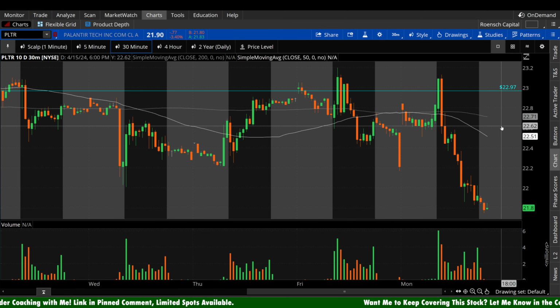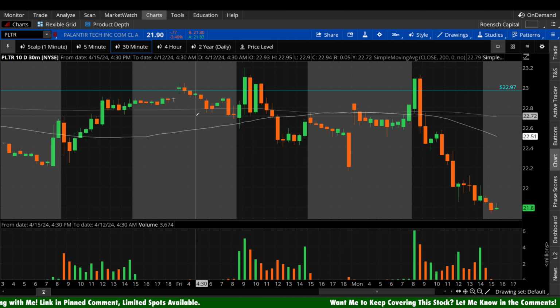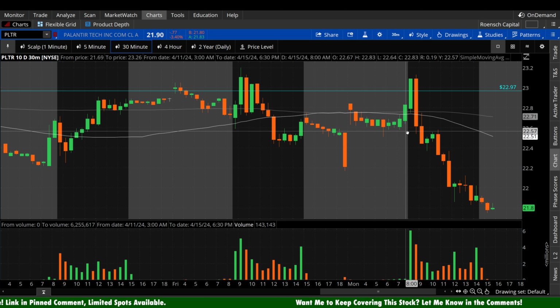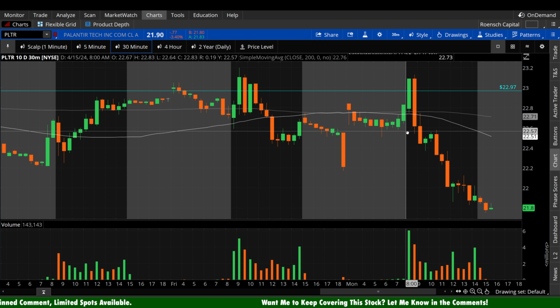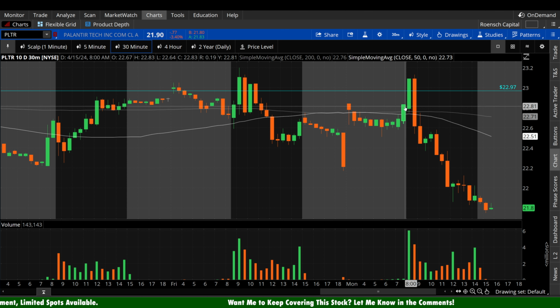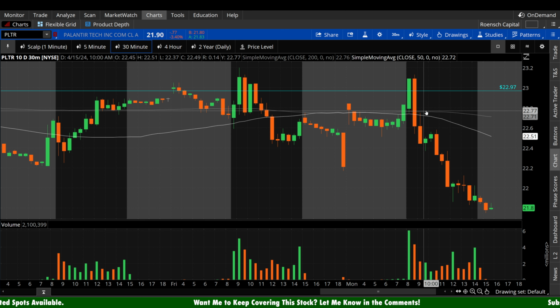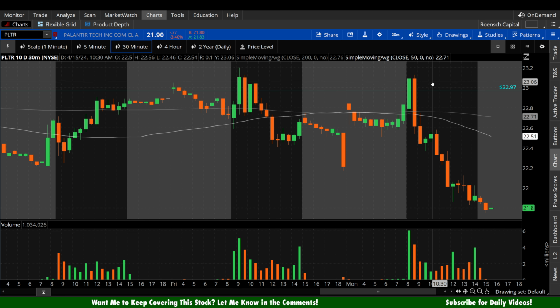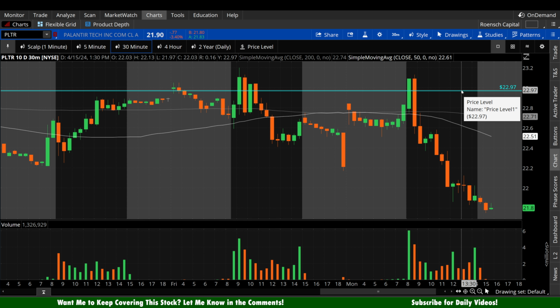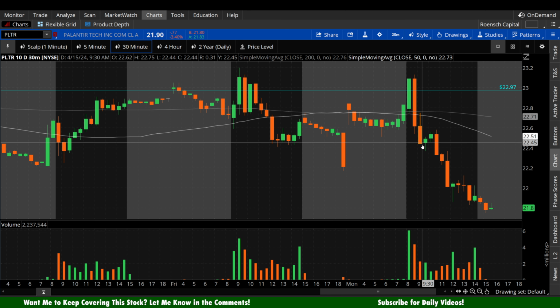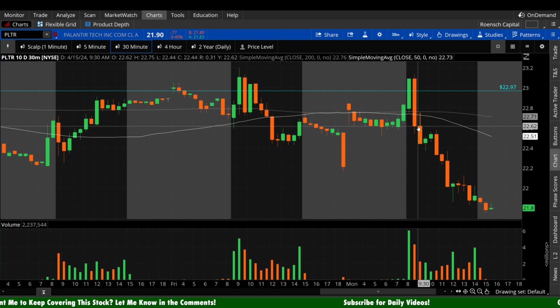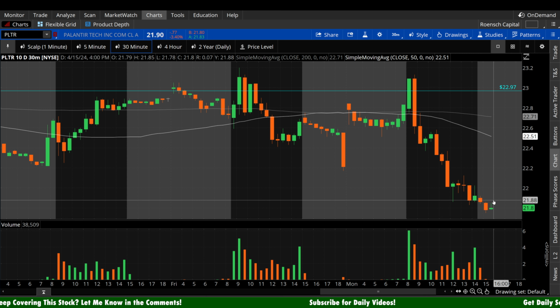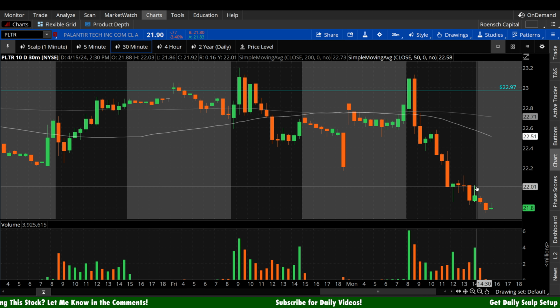Let's take a look at the 30-minute and look at the psychological self-fulfilling prophecy levels here. Palantir cracked downside. We tried to hold both the 50, the white line, and the 200 period moving averages on the 30-minute. Those both have a lot of eyeballs. We popped up above 23, which is also a level we'll talk about in a little while, and faded back hard. We had about 1 retest and just faded and continued downside through the rest of the day.